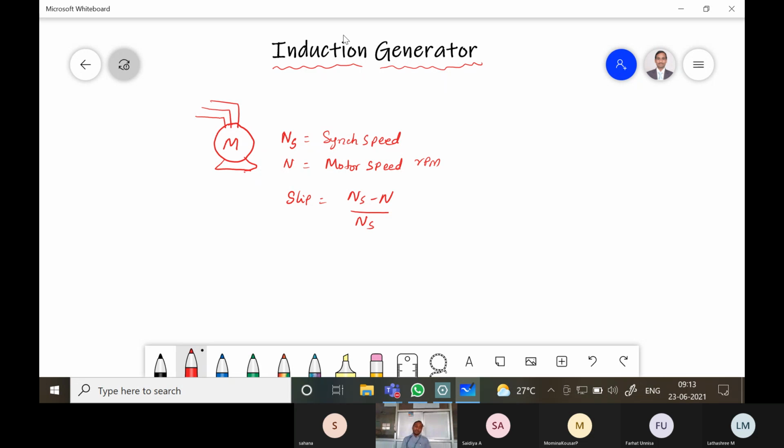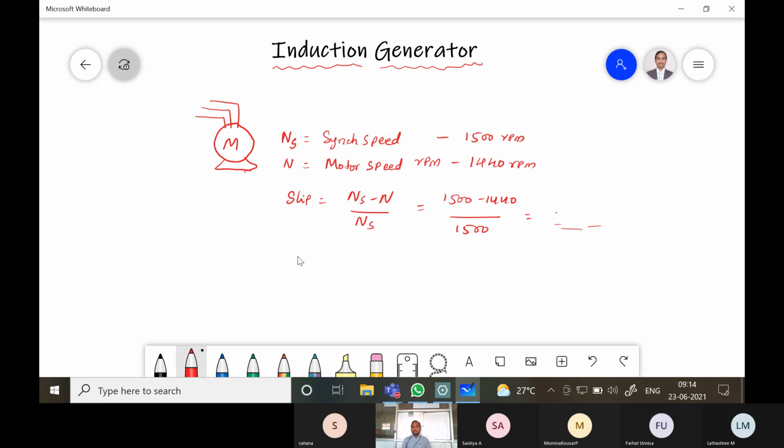Generally ns is 1500 rpm and the motor speed is 1440 rpm, like that. So what about the slip? 1500 minus 1440 divided by 1500. So like that, you will get a slip of about 0.03 something value, right?